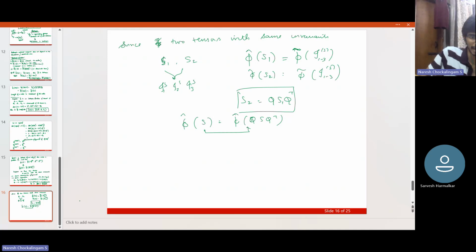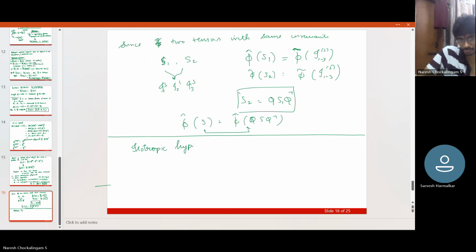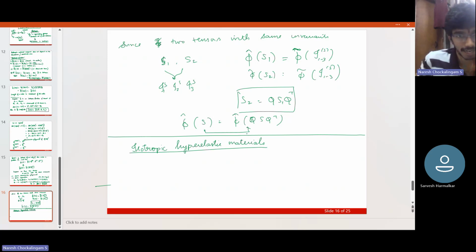Now we are looking at isotropic hyperelastic materials. When it comes to isotropic hyperelastic materials, first, it is hyperelastic. Therefore, there exists a stored energy function, psi, of x comma F of x comma t, which is some response function.